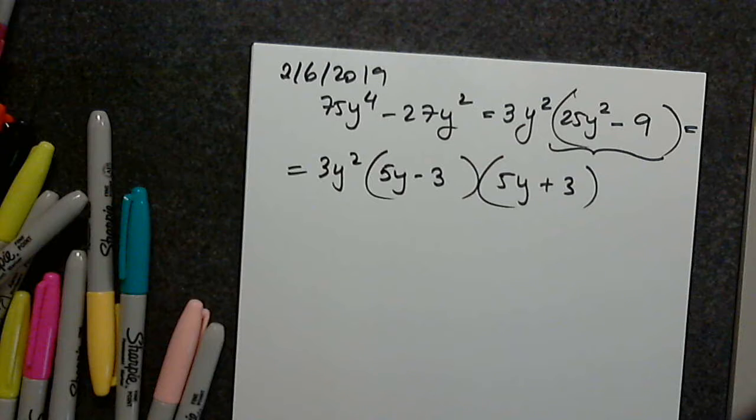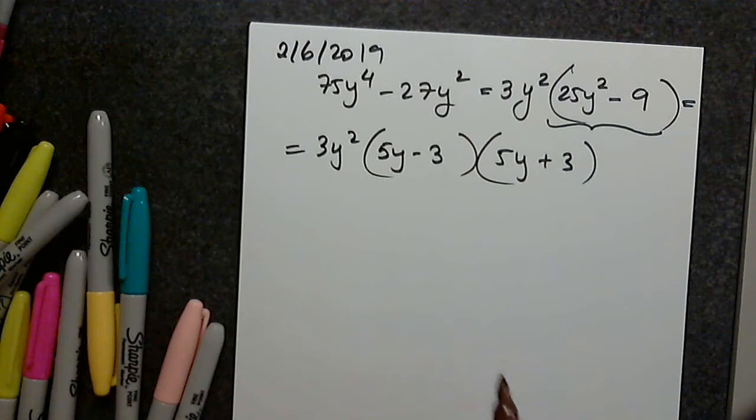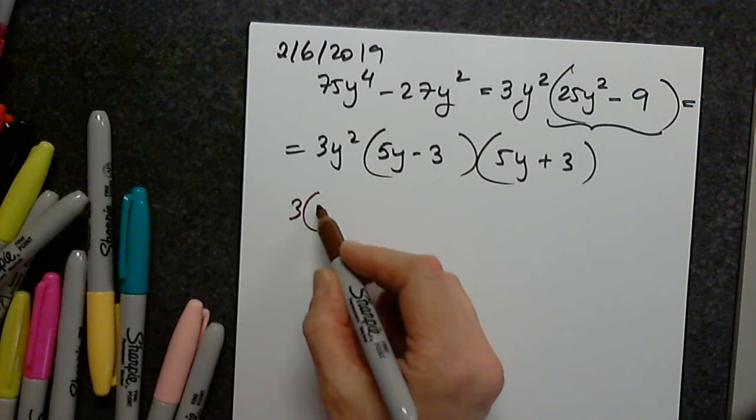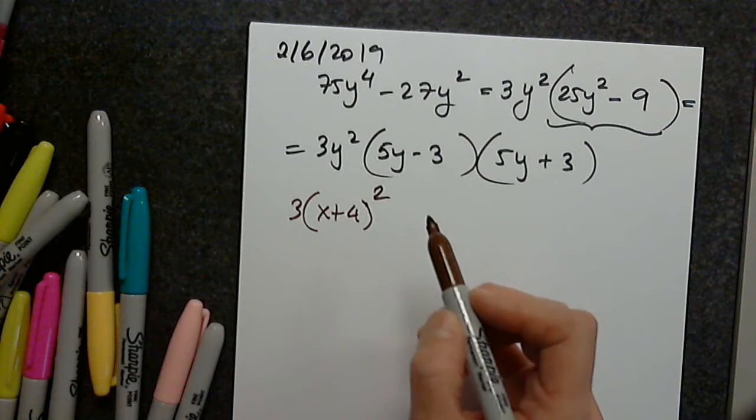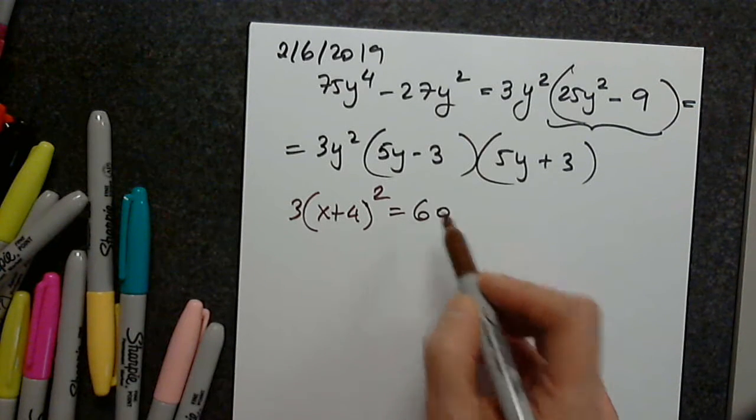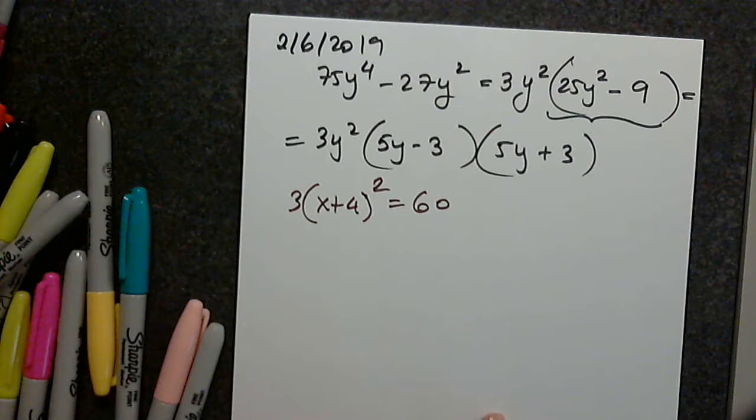Anything else you'd like to ask? Yes, please. I forgot how to do it. That's fine. So it's 3 in parentheses x plus 4 close parentheses to the second power equals 60. How do I break that to become a...? It's a perfect example. That's exactly what I wanted to start with.